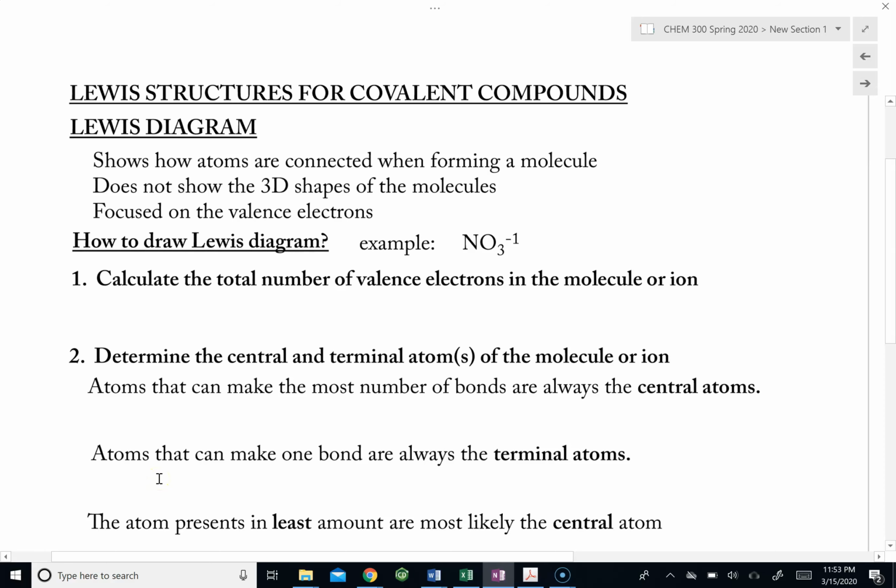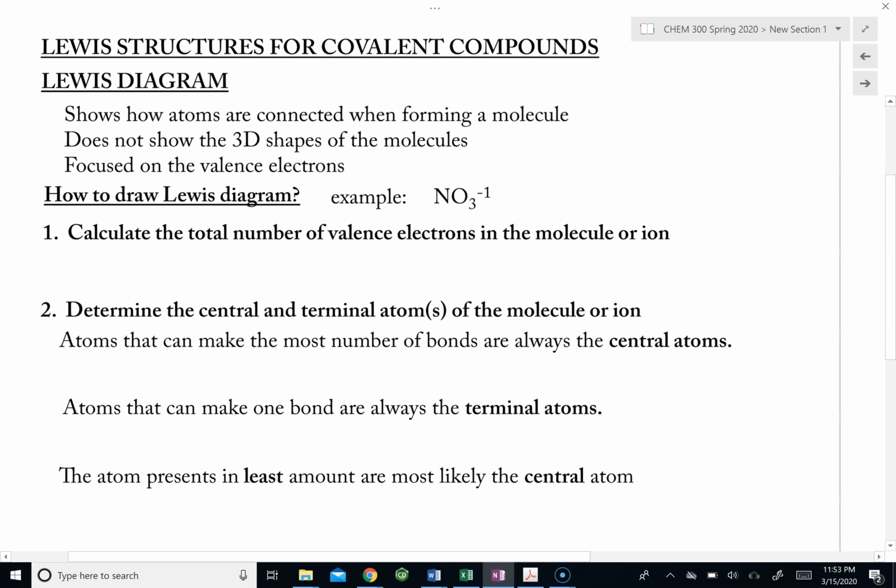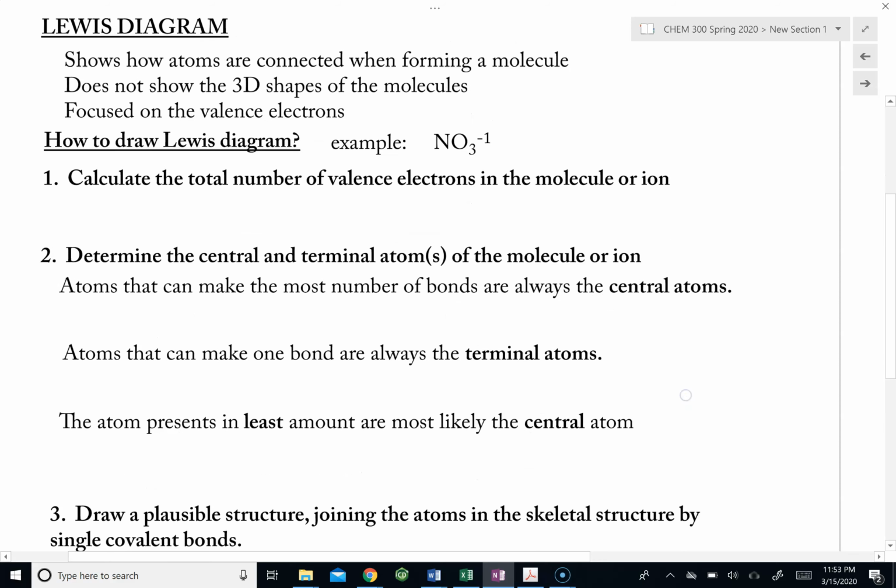So, Lewis structure for covalent compound. Anytime we have non-metals bonded together, they will be forming covalent bonds, and therefore the molecule formed will be called a covalent compound. So how do we figure out how the atoms are connected together? In order to do that, we need to follow these guidelines right here.